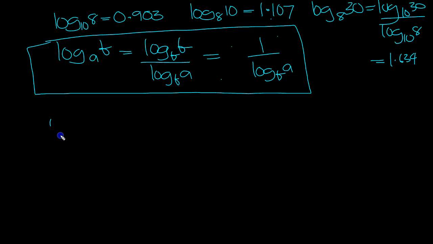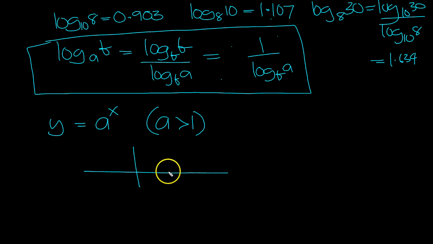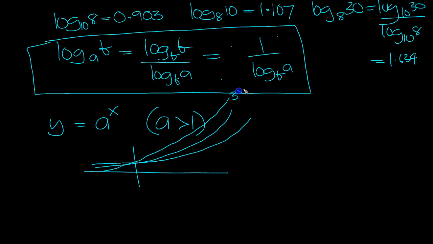Okay, y equals a to the x then, for a greater than 1. Here's the curve of y equals a to the x. There it is. And you get different curves, and then you get curves like that. And this might be 3 to the x, 2 to the x, 1.5 to the x. So there are our curves then.